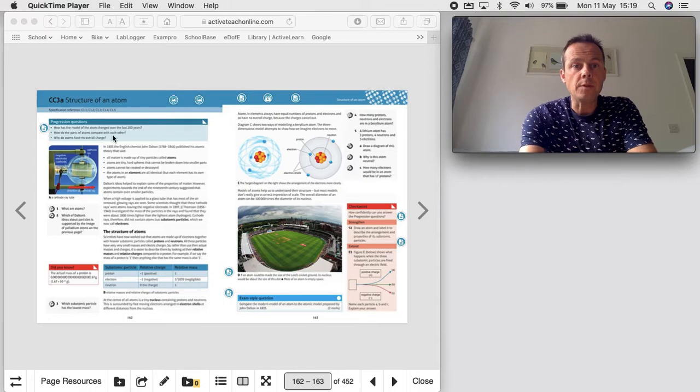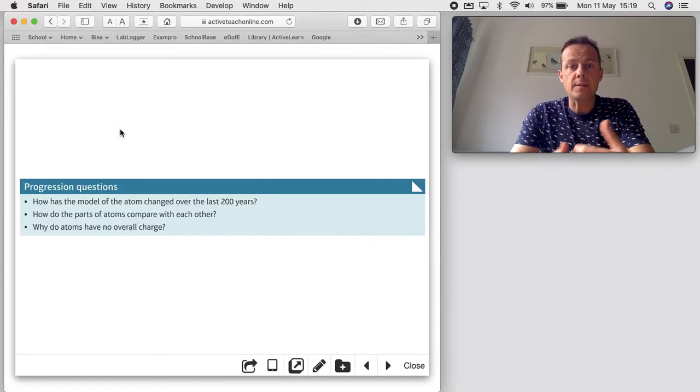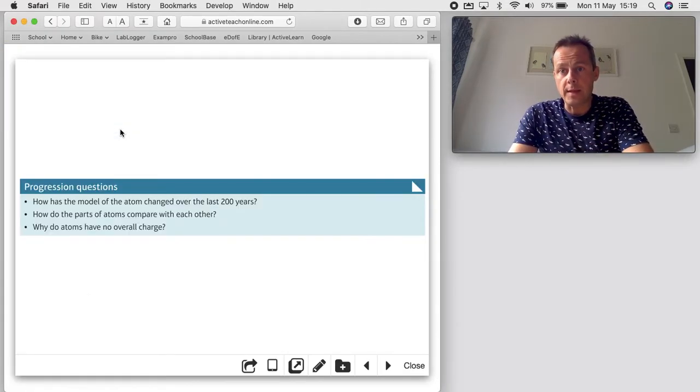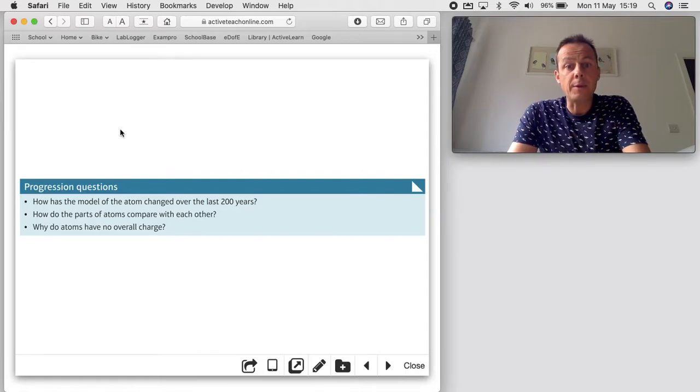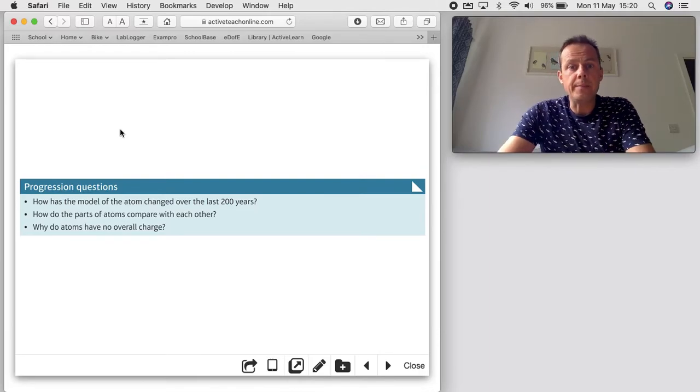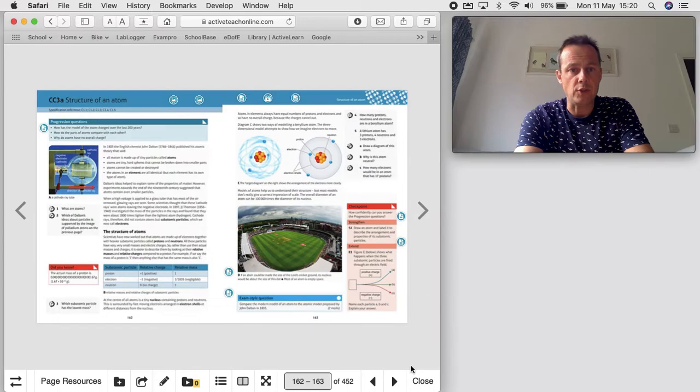So, start off. This is the kind of thing that we need to be able to answer. Again, none of this should be new. Hopefully you'll be familiar with all the kind of things we're going to be looking at. So the three big ideas. We're going to look at how the model of the atom has changed over the last 200 years, how parts of the atom compare with each other, and why atoms have no overall charge. So they are our three major progress questions.